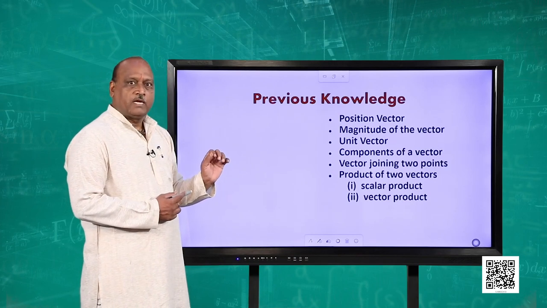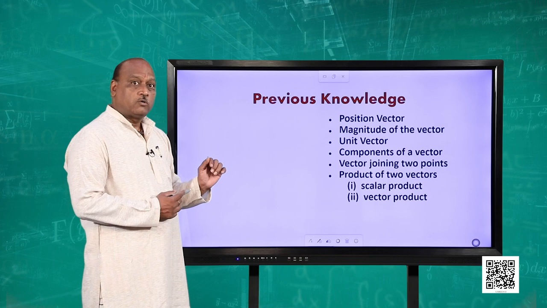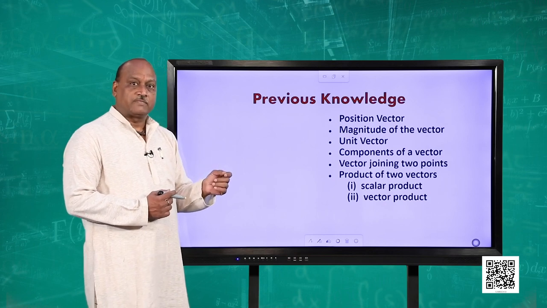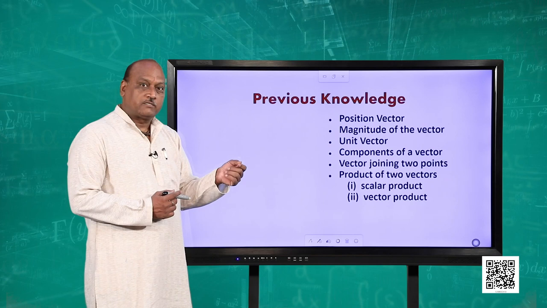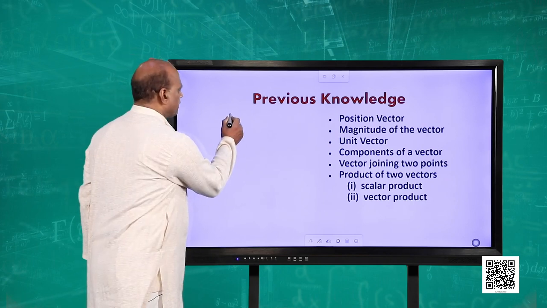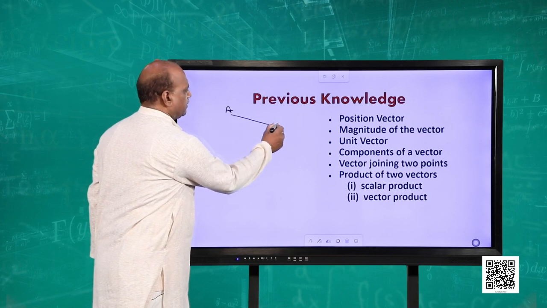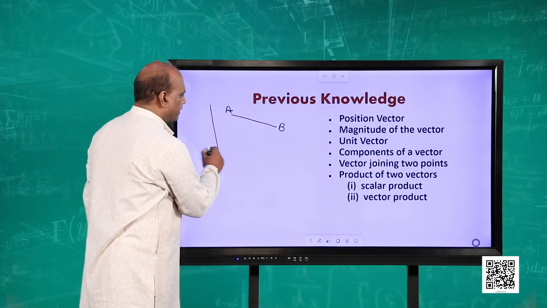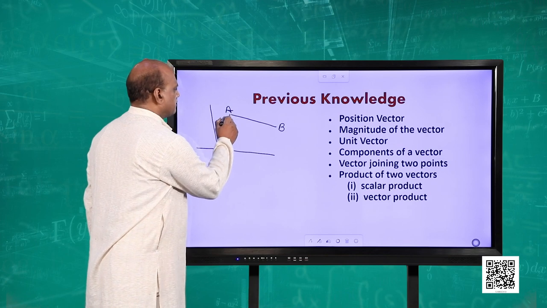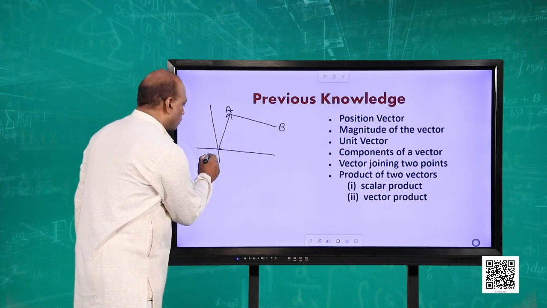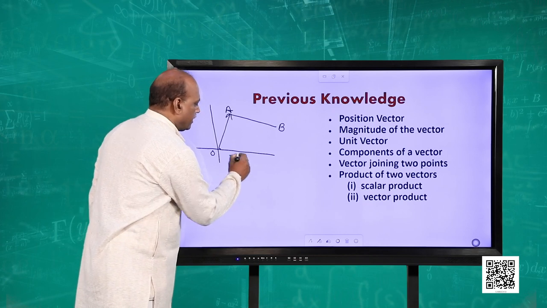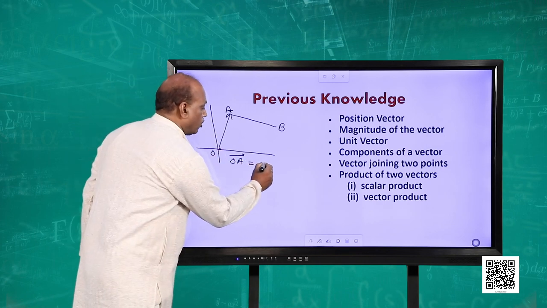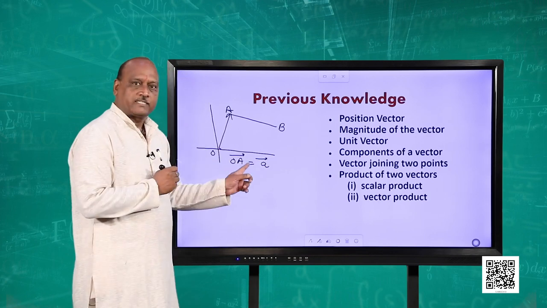Previous knowledge. In this previous knowledge, first of all, we discuss position vector. So, what is position vector? Position vector means position of any point from origin. Let's see. If AB is any line segment, then position of A from origin, OA, is called position vector of A, and it's also denoted by vector A.